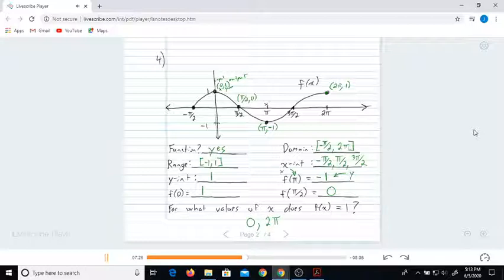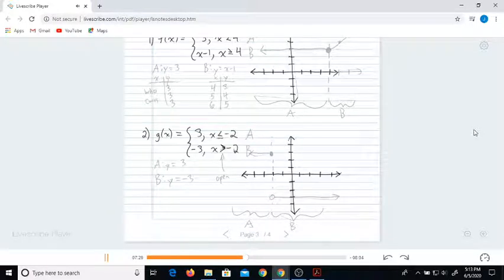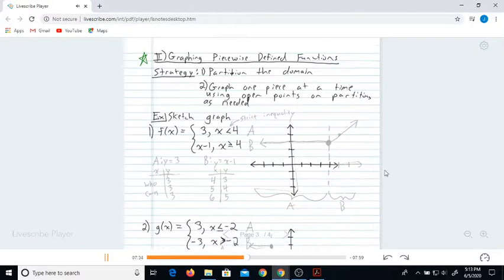So let's talk about graphing some piecewise functions. And a piecewise function is a function defined in pieces. So what you need to do first is partition your domain, then graph it one piece at a time. So let's look at number 1. So I'm going to call this top piece alpha and this bottom piece Bravo.